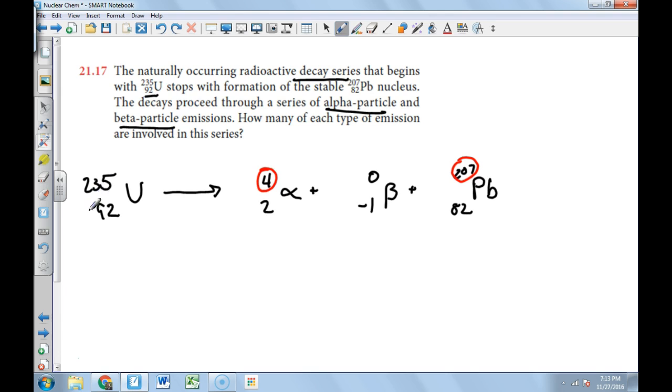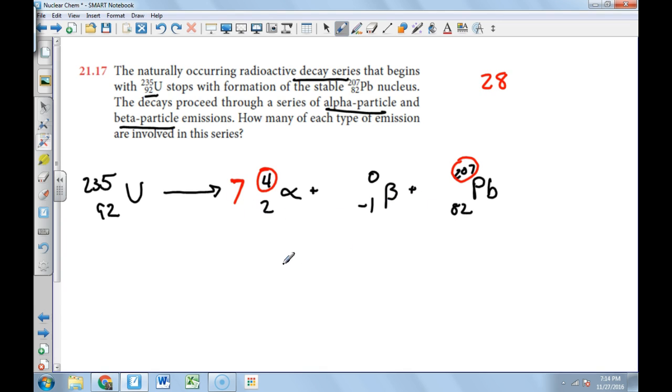So when we look at this, the difference between 235 and 207 is 28. And so that means in order for uranium 235 to turn into lead 207, it has to undergo 7 alpha emissions. So that's the first step in doing this. Now we know it has to be 7 alpha emissions.